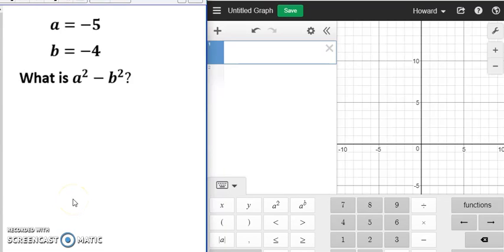Alright, I'm going to show you how to use the Desmos calculator to evaluate variable expressions. Again, I know your graphing calculator, the one that you have on your desk, does the exact same thing. I like this one better. I think it works a little bit easier, but you can choose whichever one you want. But I'm going to show you.